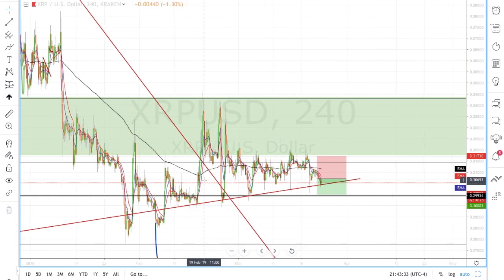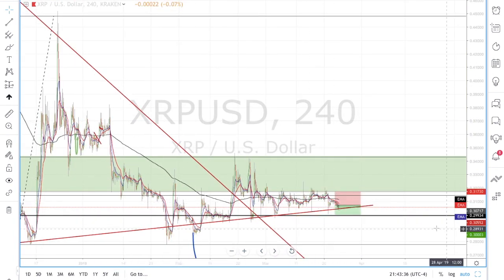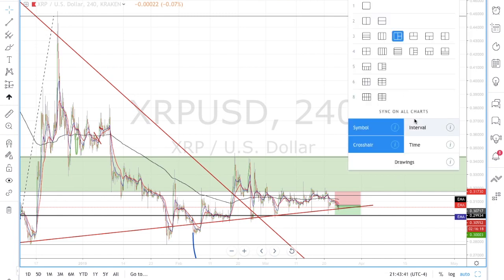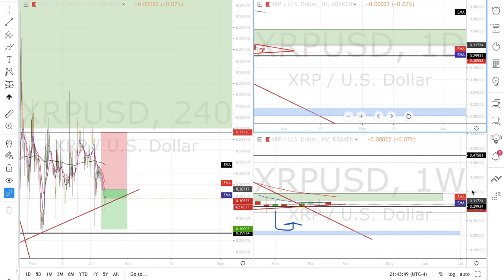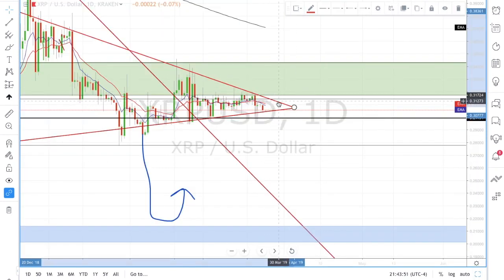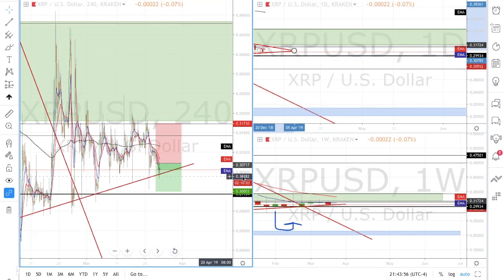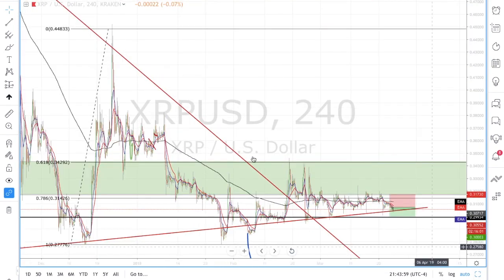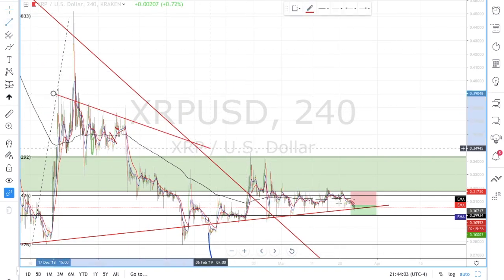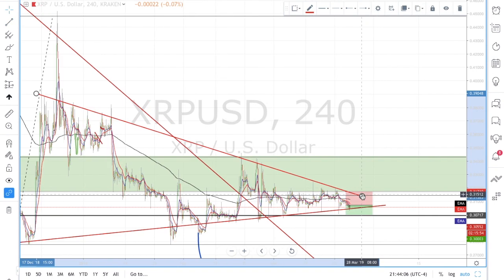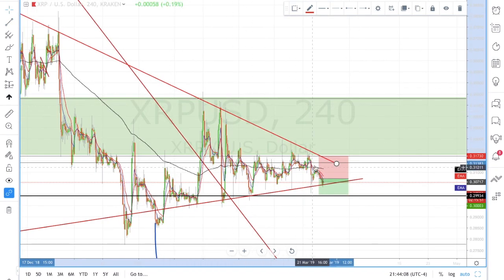I don't know why it's not showing that I have this wedge here. So let me draw this. Alright, I'm not sure what's going on, but we can easily just redraw that one. You guys can kind of see it right here. Okay, and every time, even on the 4 hour, it's very respected.